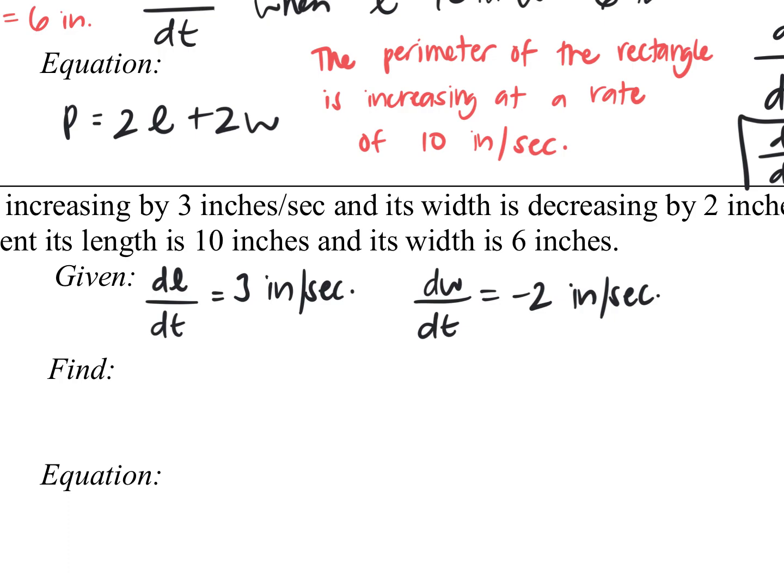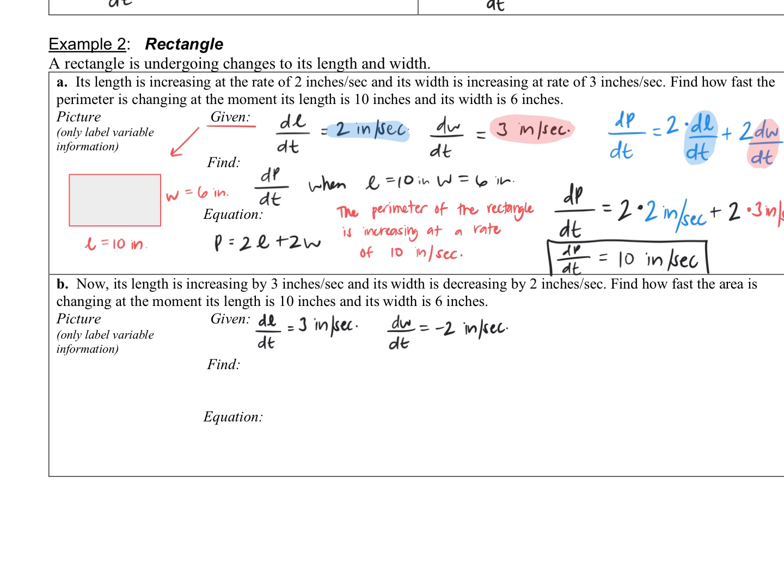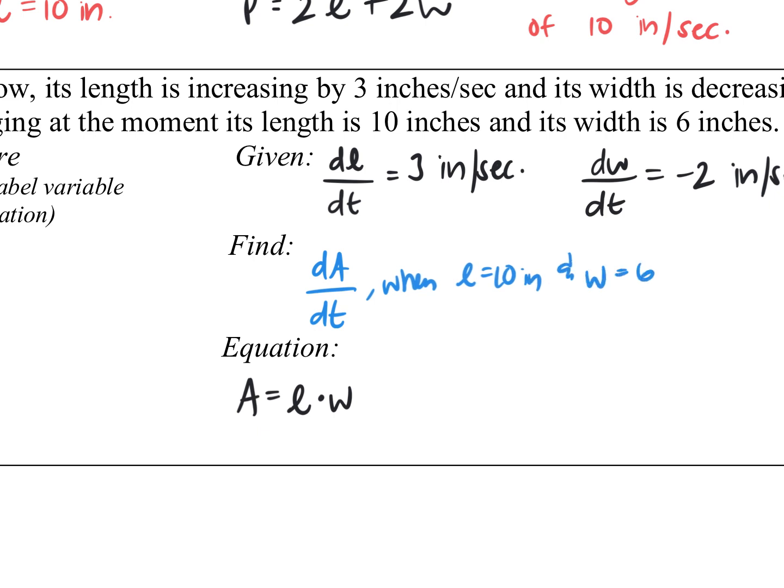But am I still using my perimeter formula? What is it asking us to find here? How fast the area is changing. How do I find the area of a rectangle? Length times width, right? So the equation that you're going to use is area equals length times width. And we are finding dA/dt, specifically when the length is 10 and the width is 6.